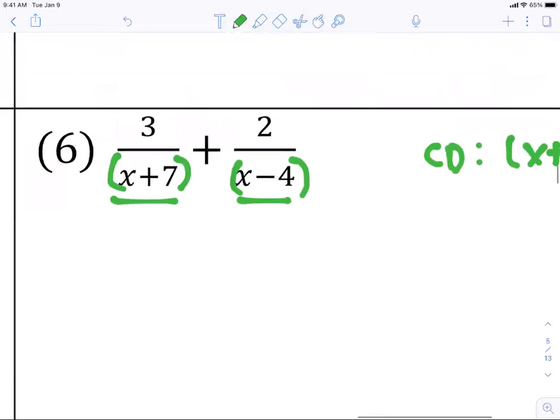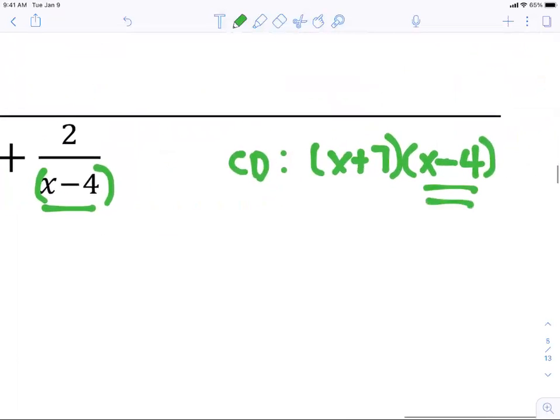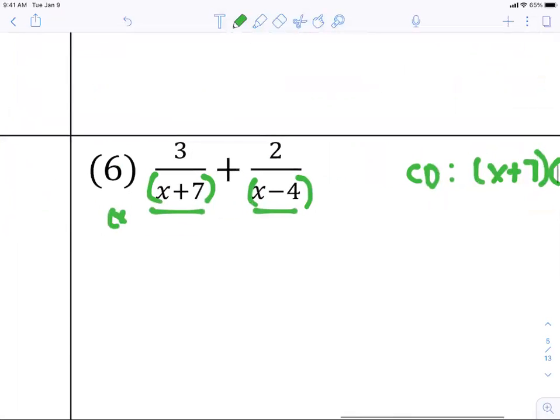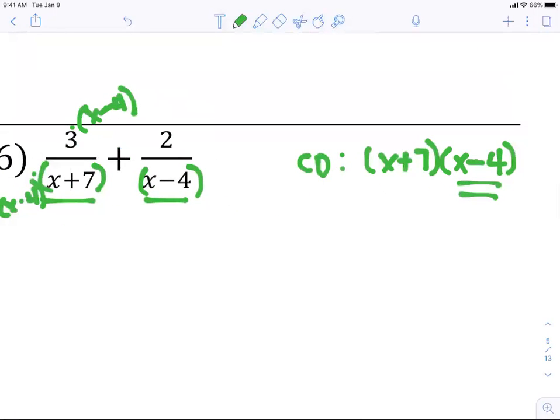This first part of the fraction right here, because it already has the x plus 7 part, it's missing the x minus 4 part. So I'm going to multiply the denominator by x minus 4, but that also means we're going to multiply the numerator by x minus 4. The second part here, that one actually has the x minus 4 part. What it's missing is the x plus 7 part. So I'm going to multiply this guy by x plus 7, which means if I multiply the denominator by x plus 7, I have to multiply the numerator by x plus 7.